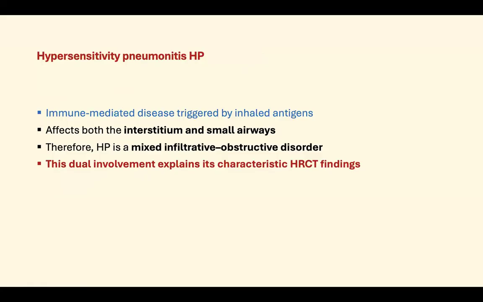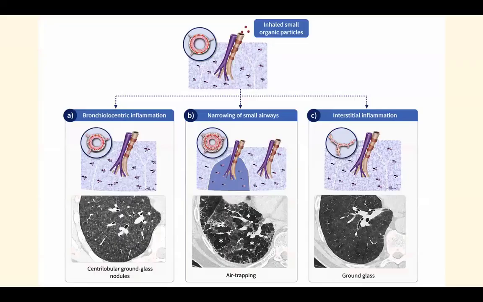In the beginning, the definition of hypersensitivity pneumonitis: it's an immune-mediated disease triggered by inhaled antigens. And it affects the interstitium and small airways. Therefore, it is a mixed infiltrative and obstructive disorder. This dual involvement explains the characteristic high-resolution findings.